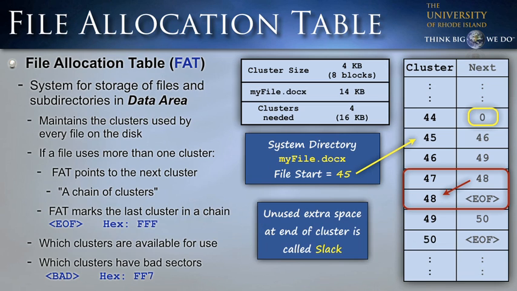Lastly, our file only needed 14 kilobytes, but we had to allocate 16 kilobytes since that was the closest multiple of our cluster size. The extra 2 kilobytes of unused space is called file slack or disk slack. We will be coming back to that and discussing it more later since it is an important concept in forensic analysis.